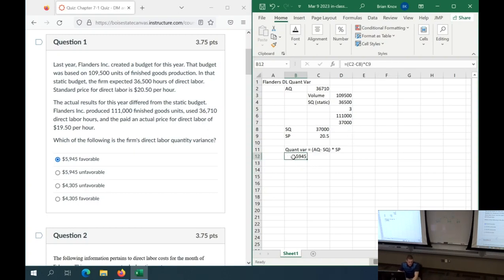Also, if we're going to do the journal entry for this, we can tie that together, and say if there were questions asked about the journal entry, we know we're going to have to be crediting the direct labor quantity variance account, because it's favorable, meaning we had less cost, less expense than expected. The variance account is an expense account. It'll go up with a debit, so we had less, meaning it has to go down. So we're going to be crediting the direct labor quantity variance account by 5,945.